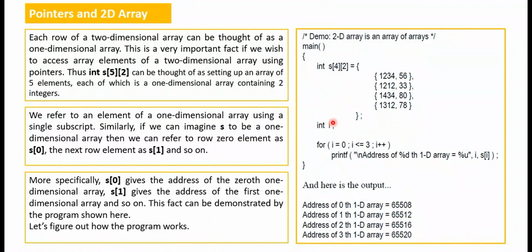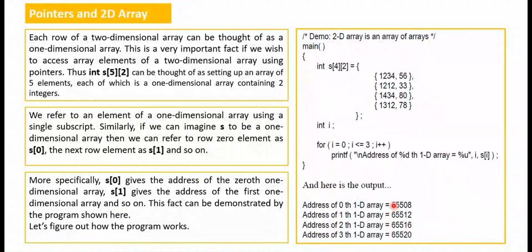For i equal to 0, i less than or equal to 3, i plus plus, we have printed the address of the array, that is the one-dimensional array. So we have simply called the address of the one-dimensional array. Here is the output: the address for the 0th one-dimensional array is 65508, for 1 it is 65512, for 2 it is 65516, and for 3 it is 65520. Now you will see the address is incremented by 4.